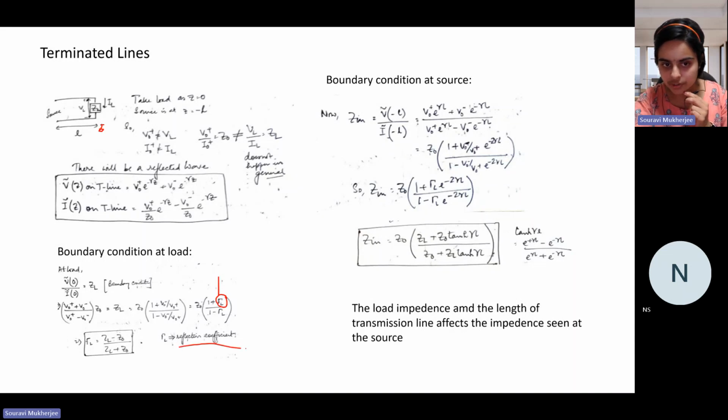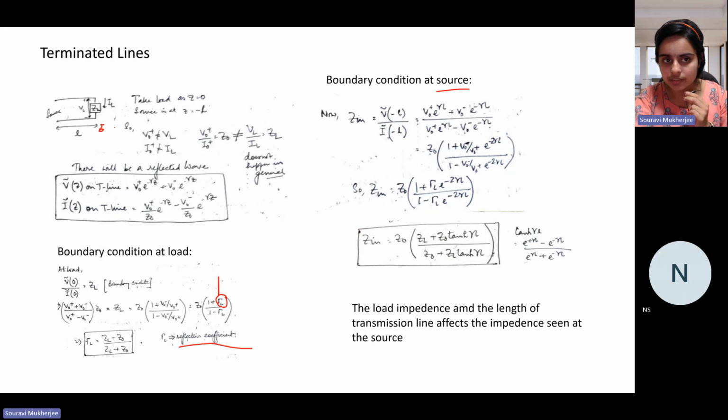This is called the reflection coefficient. It's the ratio of the reflected wave to the forward moving wave, and you can also write it in terms of your load impedance and the characteristic impedance of your transmission line. So this is one boundary condition. There's another boundary condition which needs to be satisfied at the source.